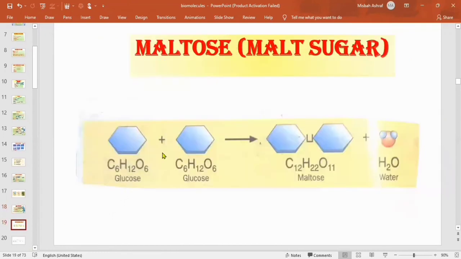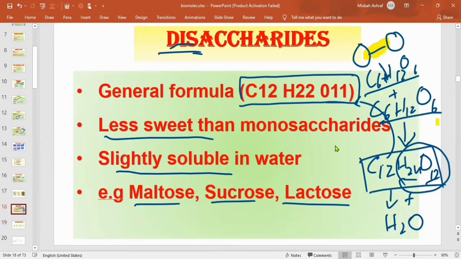Miss, why is one molecule of water removed from there? Because if the water molecule is not removed, then a bond will not be formed between them. Then they will remain two separate monosaccharides. To join them together, a bond has to be formed between them, and for forming the bond, a water molecule should be removed from them.